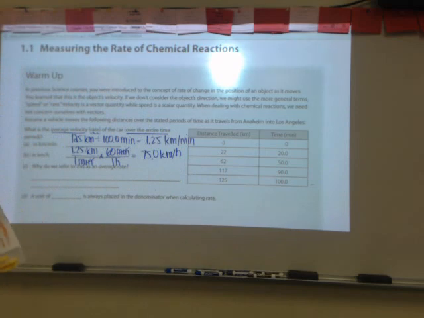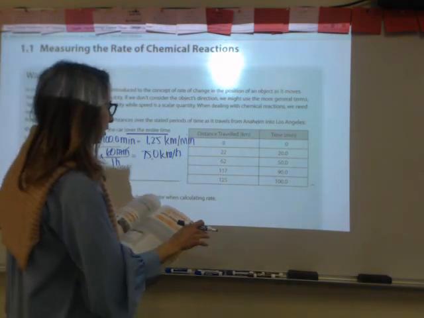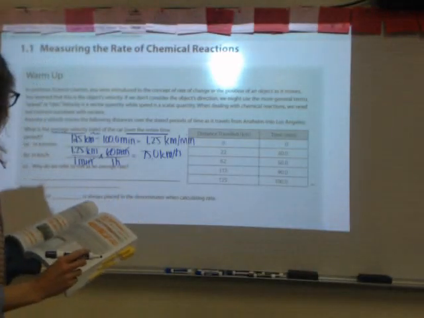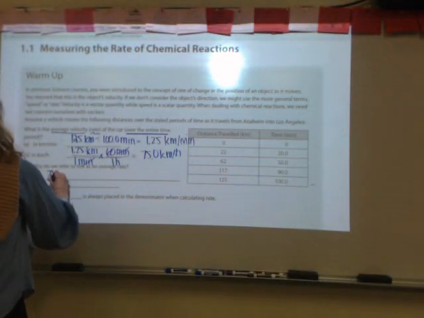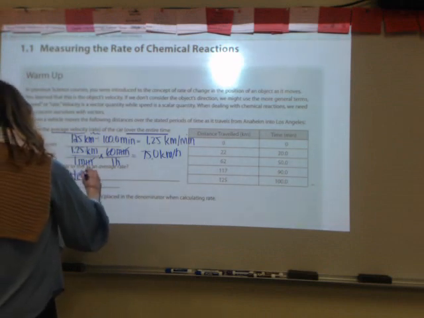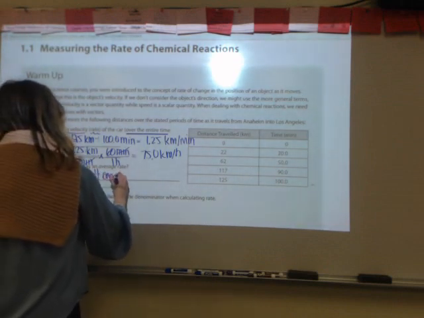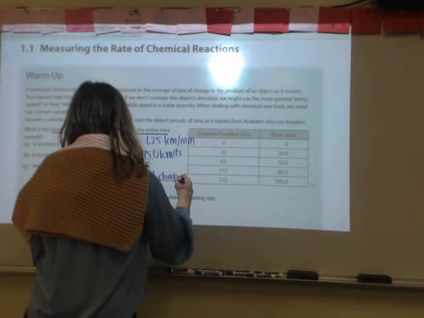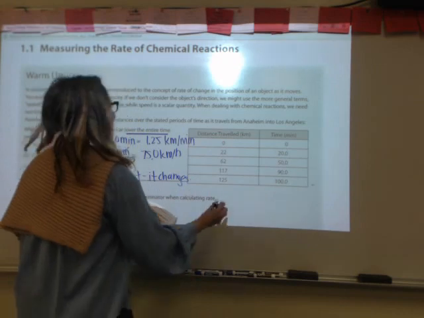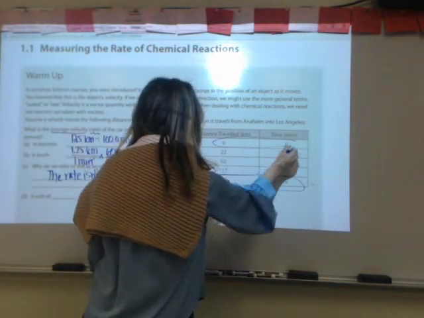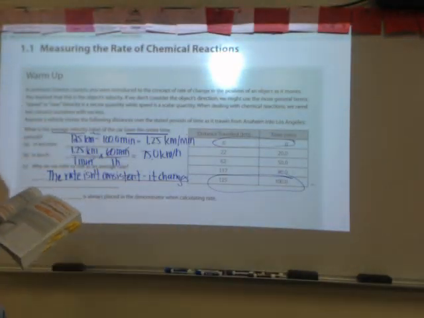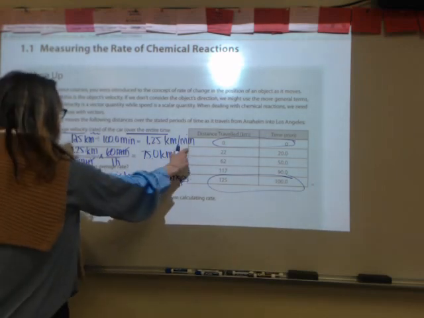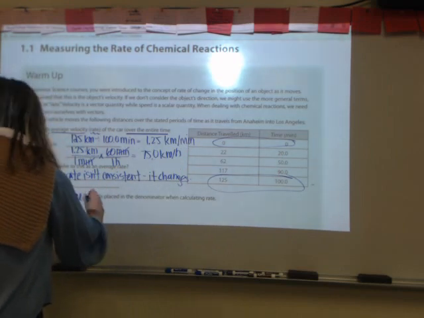Why do we refer to this as an average rate? Well, the rate is not consistent if you look at the data. It changes over time. So that's why the rate isn't consistent. It changes, so we're using the average rate by looking at these last values here compared with the initial values here. A unit of time is always placed in the denominator when calculating rate. Well, we have time in the denominator, okay?